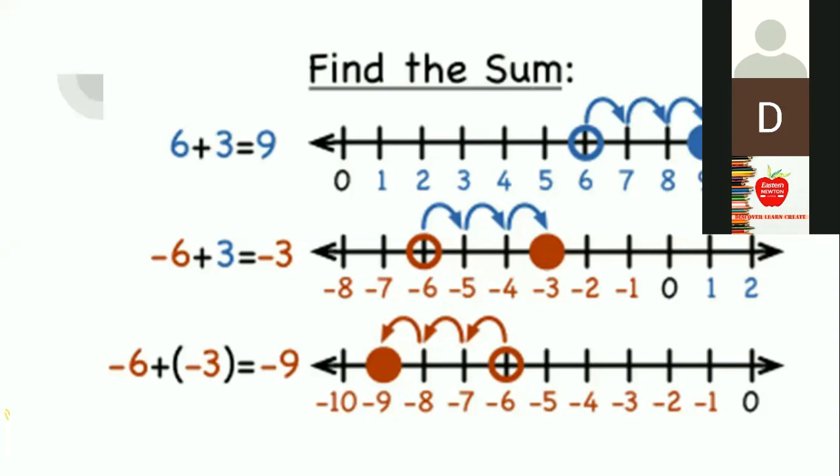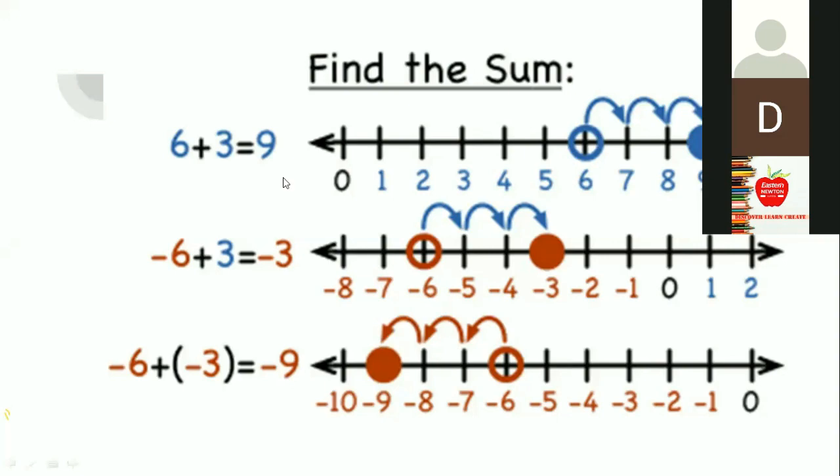So for adding 3, we are jumping 3 times to the right side from 6. We are starting from 6, jumping 3 times. So we arrive at 9. That's why 6 plus 3 is equal to 9.